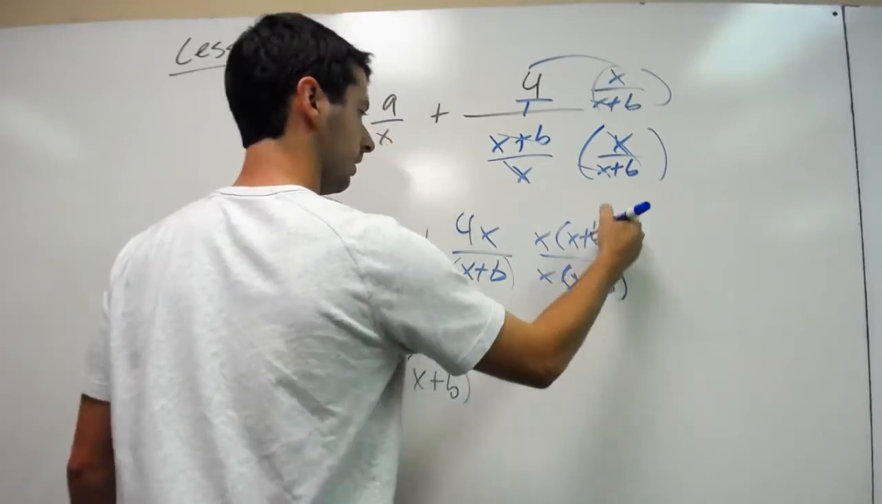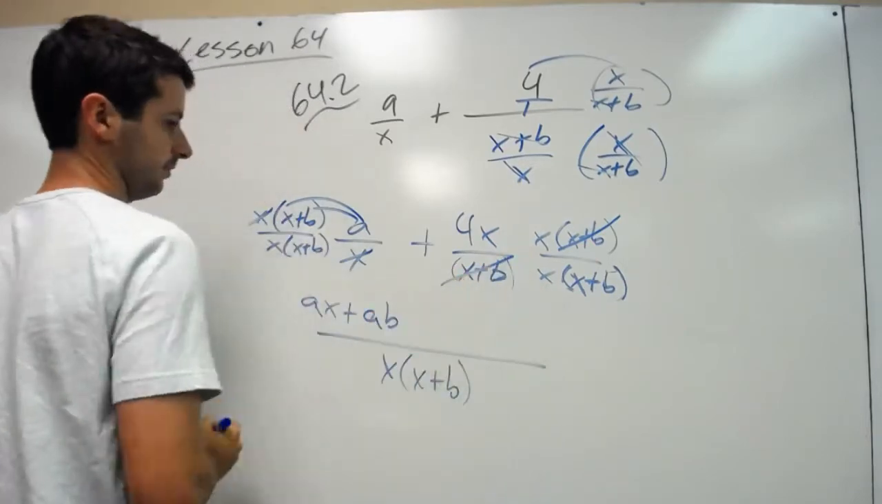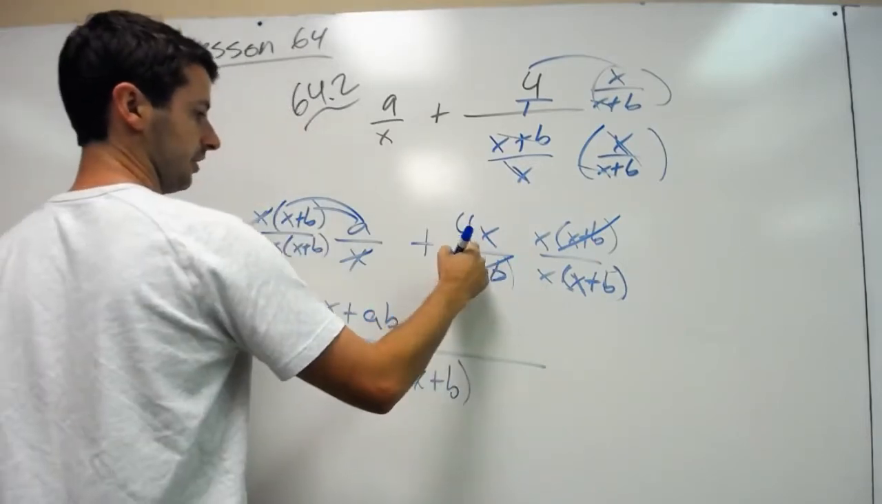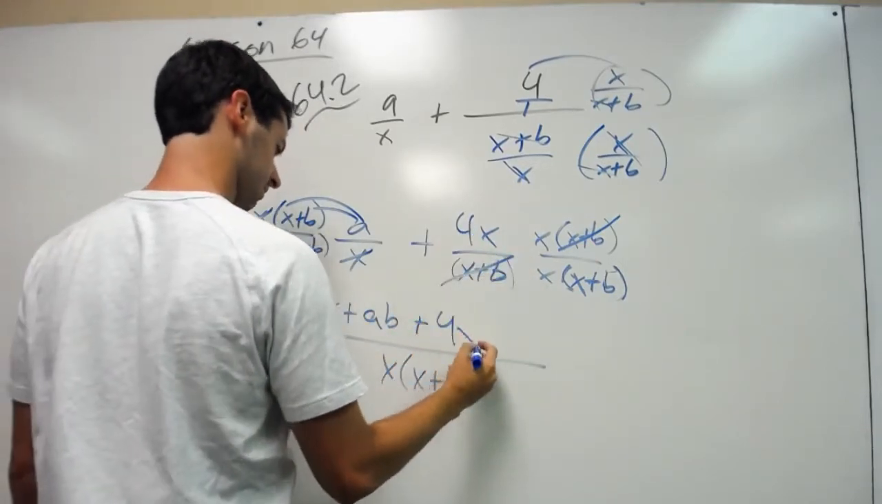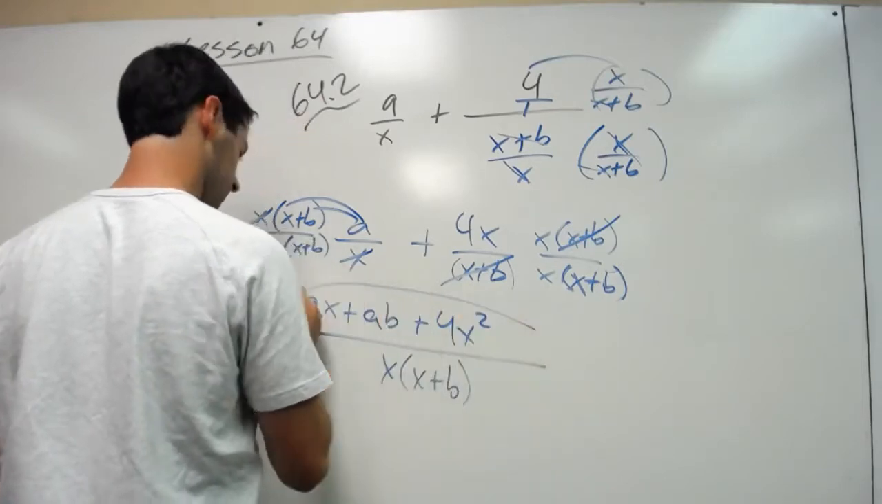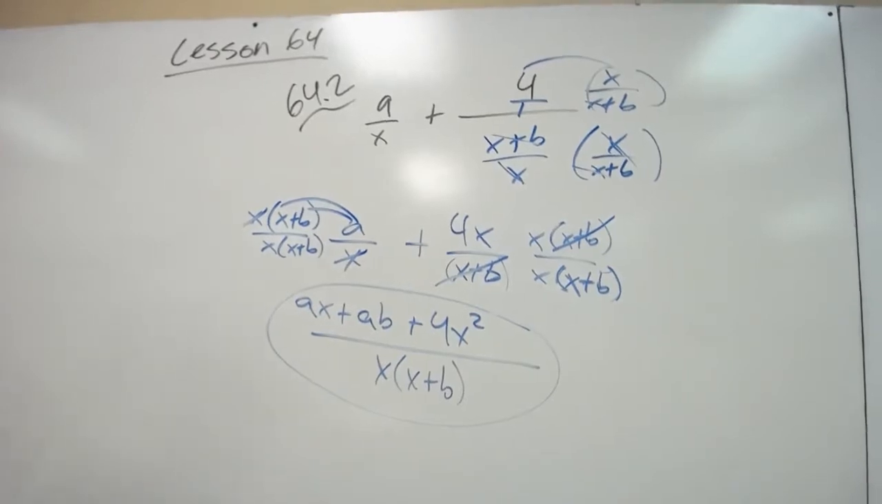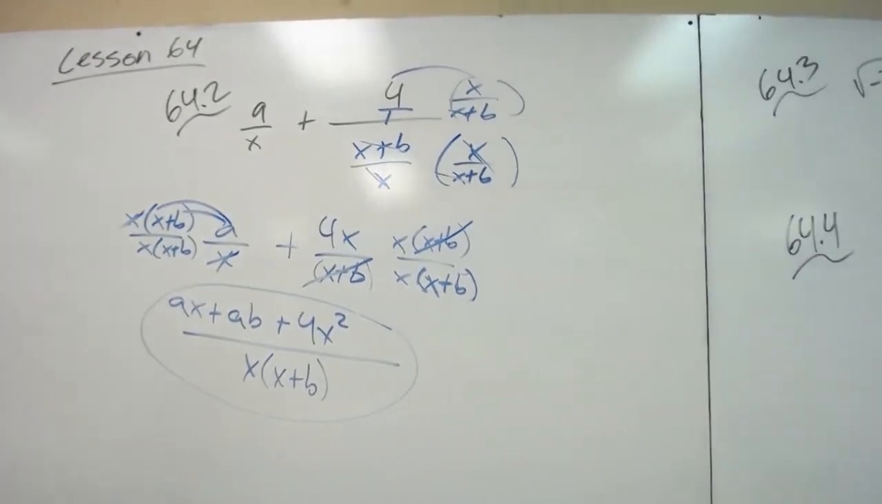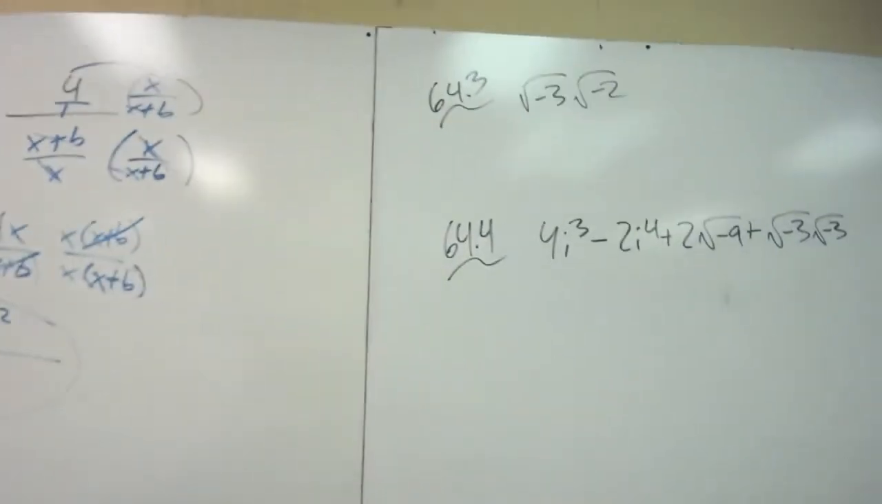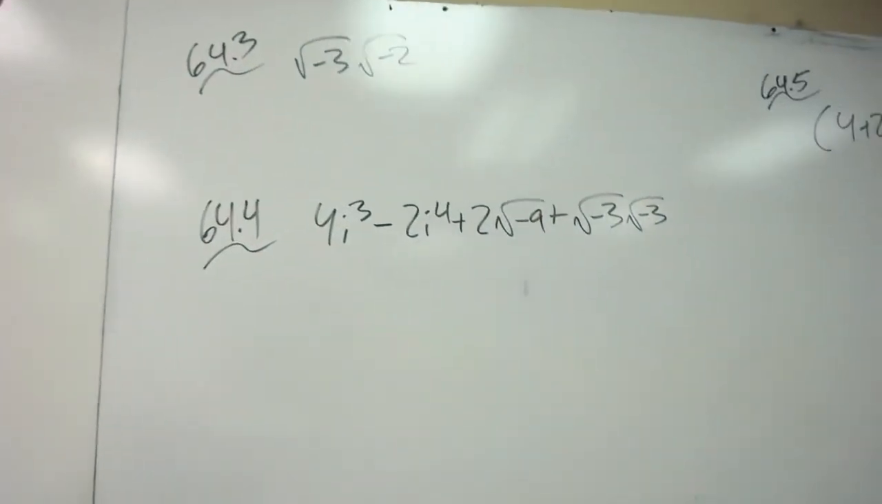Whoops, x plus b's cross out, and you multiply 4x times x, so 4x squared. So there's your very long unorthodox answer: ax plus ab plus 4x squared divided by x times x plus b. So that's complex fractions. Now we're going to look at some complex numbers.